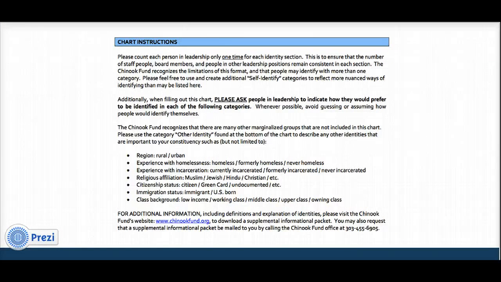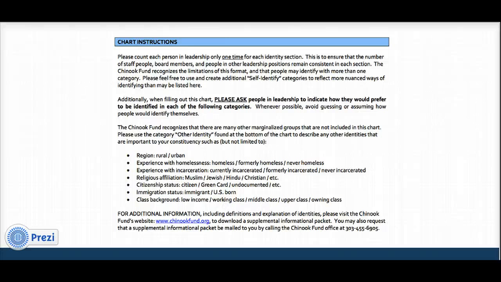Chart instructions. Please count each person in leadership only one time for each identity section. This is to ensure that the number of staff people, board members, and people in other leadership positions remain consistent in each section. The Chinook Fund recognizes the limitations of this format and that people may identify with more than one category. Please feel free to use and create additional self-identity categories to reflect more nuanced ways of identifying than may be listed here. Self-identity categories are provided for each demographic section on the diversity chart.